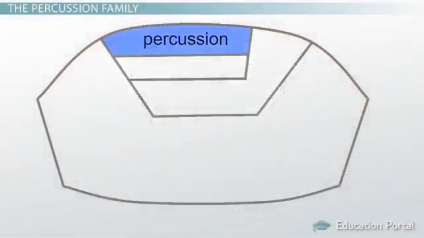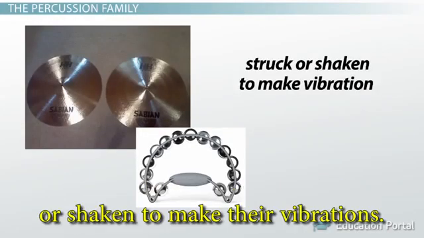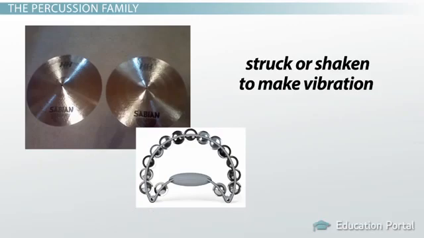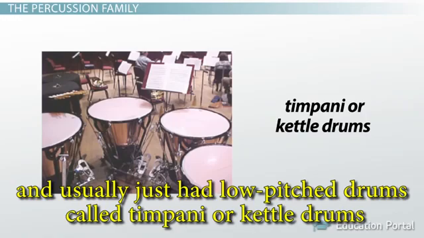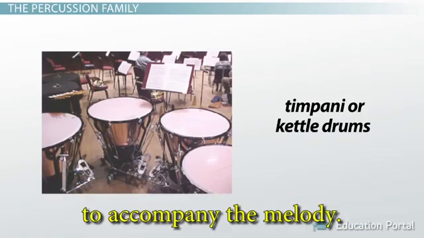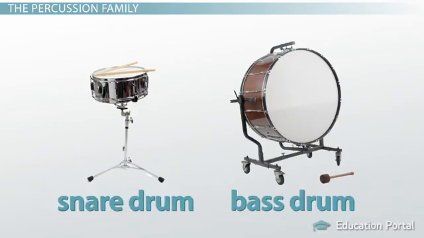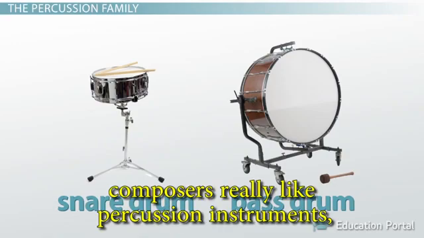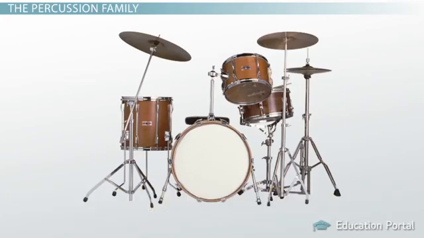The percussion family has instruments that are struck or shaken to make their vibrations. Early orchestras didn't have much percussion and usually just had low-pitched drums called timpani or kettle drums to accompany the melody. Other drums like the snare drum and the bass drum were added later. And apparently, composers really like percussion instruments because they haven't stopped adding to the long list of available sounds.